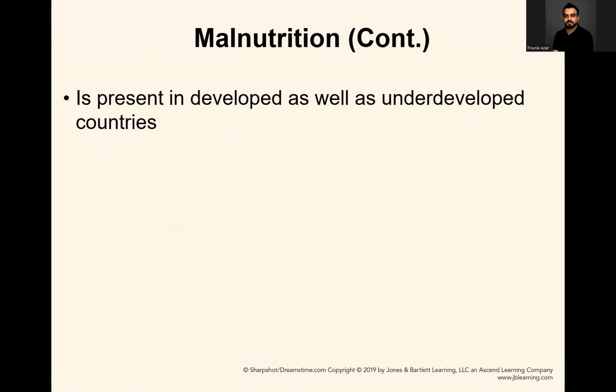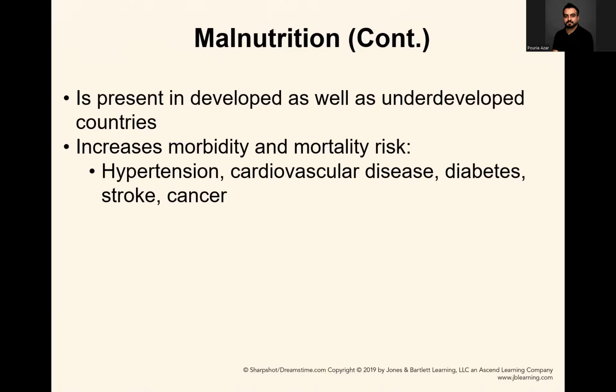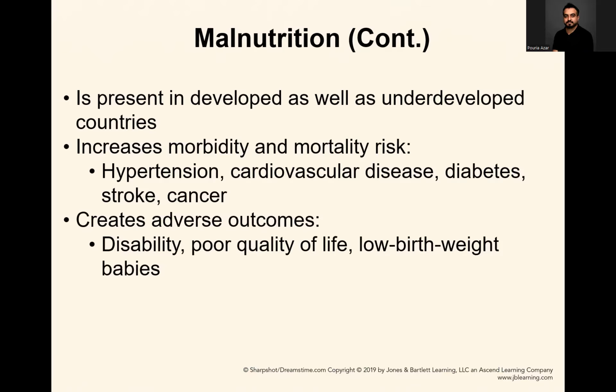The key point here is malnutrition is not prevalent solely in underdeveloped countries. We can see malnutrition in developed countries as well, like the United States. And as I said, it can increase the risk for morbidity and mortality. Mortality is death, morbidity is different diseases, like hypertension, heart disease, diabetes, stroke, and cancer. Malnutrition can cause them.